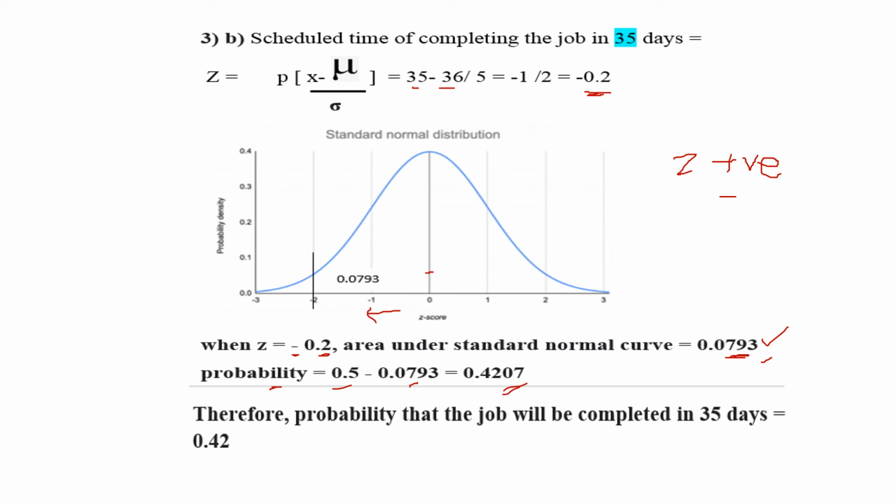This is the reason why we are doing this. The middle portion is 0.5. Here, since this is negative, we are going to the left side, so you have to subtract that much portion and then you will get the solution. If it is positive, you are going to the right side of the curve, so 0.5 plus that much portion will be the answer. So here, the probability that the job will be completed in 35 days is 0.42.